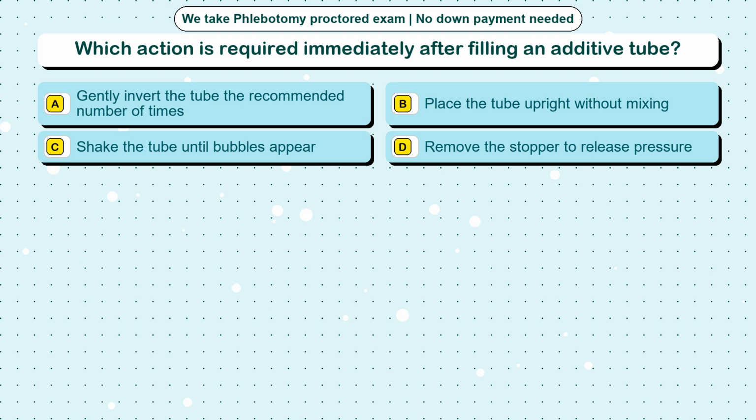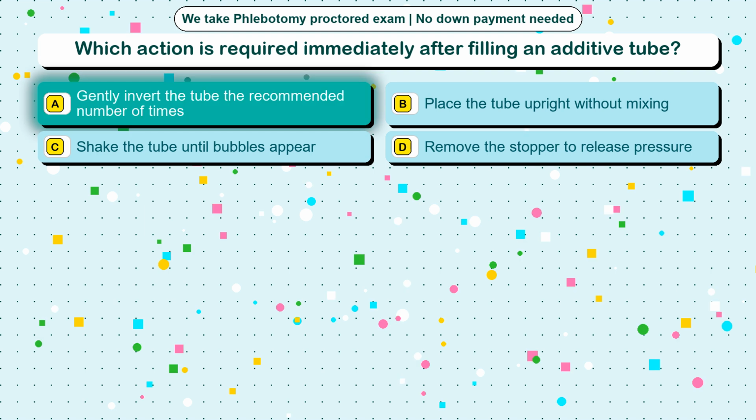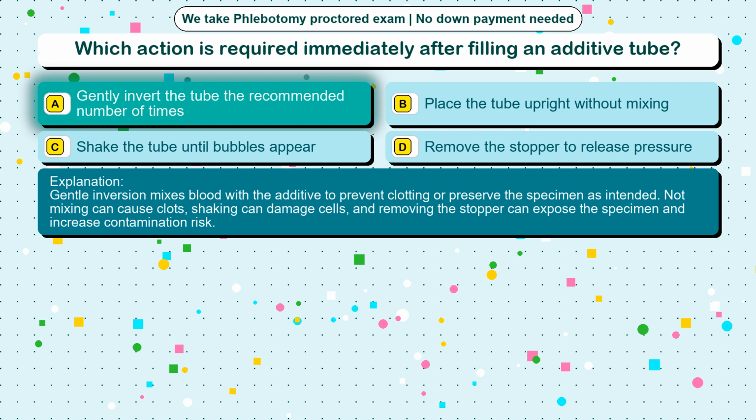Question 91. Which action is required immediately after filling an additive tube? Option A, gently invert the tube the recommended number of times. Option B, place the tube upright without mixing. Option C, shake the tube until bubbles appear. Option D, remove the stopper to release pressure. The correct answer is option A. Gently invert the tube the recommended number of times. Gentle inversion mixes blood with the additive to prevent clotting or preserve the specimen as intended.